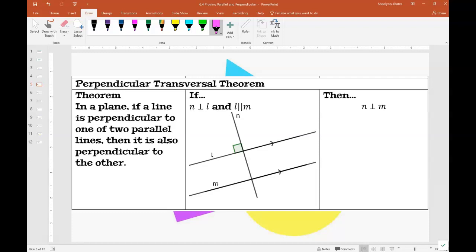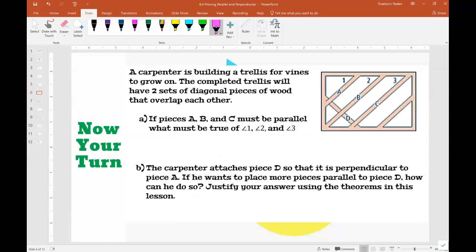Then we have the perpendicular transversal theorem that says if N is perpendicular to L and L is parallel to M, N also is perpendicular to M. So it's kind of like if there's things parallel to each other and then one of them is perpendicular to this one line, the other one also has to be perpendicular. Okay, so I want you to use that kind of logic to help you find these answers.